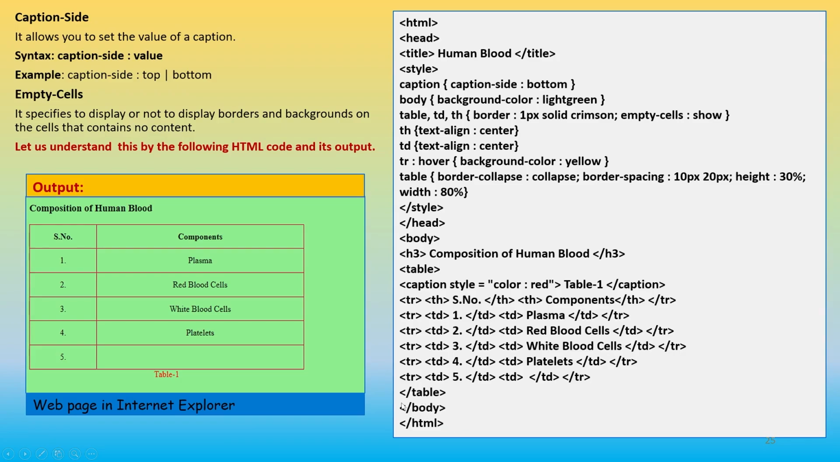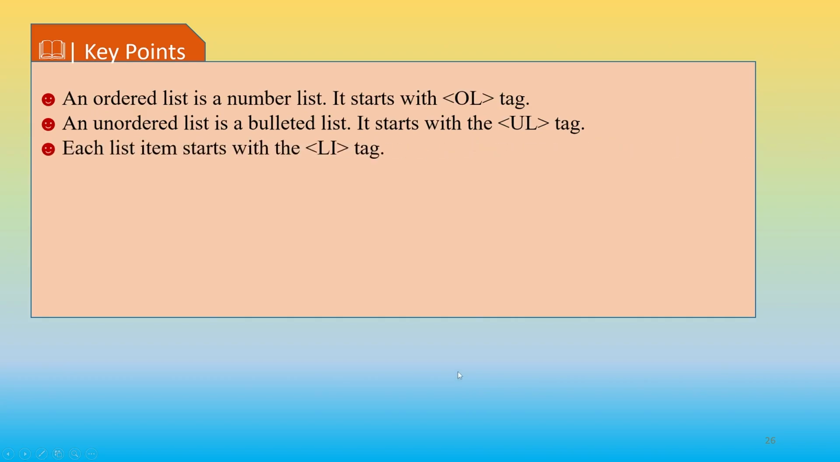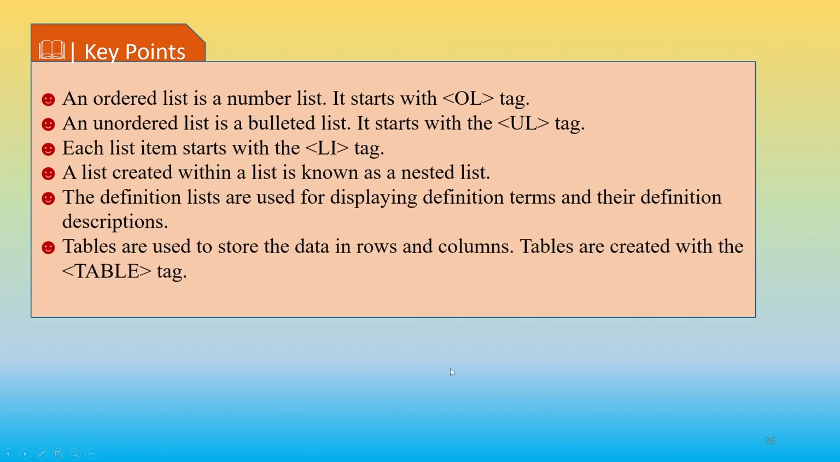Then I end my table with the slash table tag, then slash body HTML. Once I write this program and I open in browser, I will get this output. With this, our chapter comes to an end. So in short, we will see what all we have learned in the chapter.